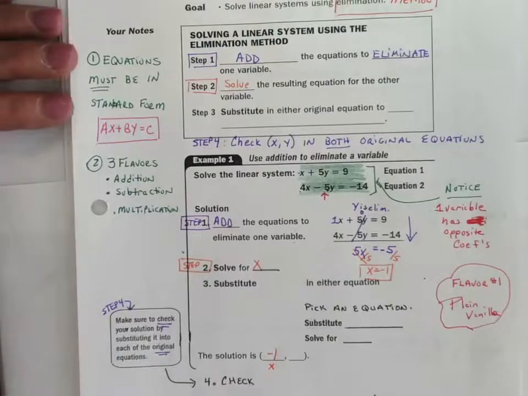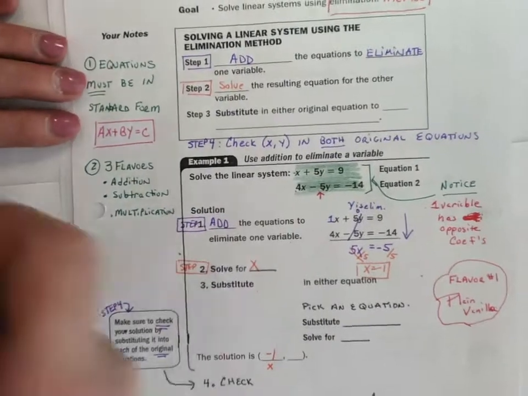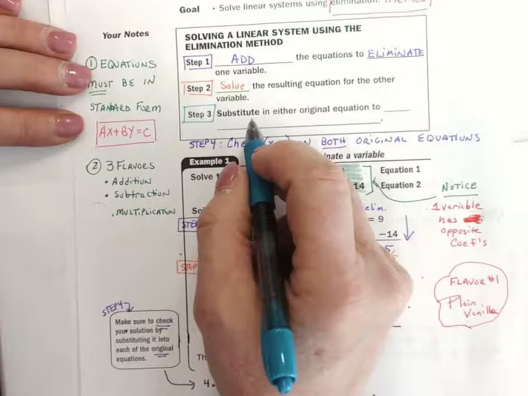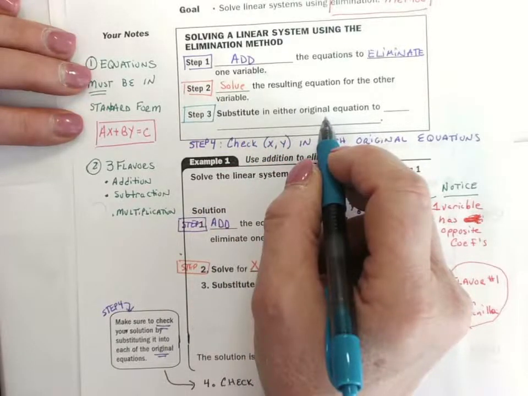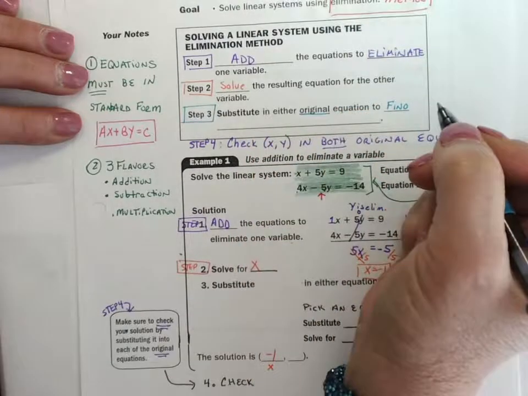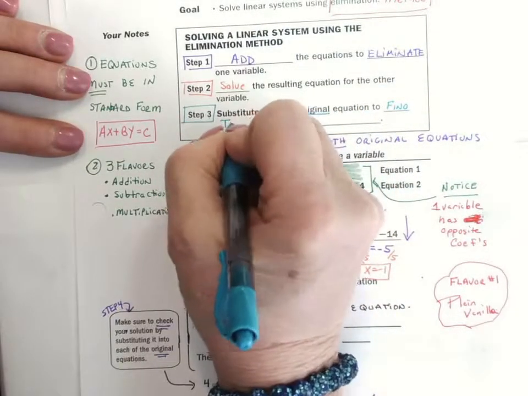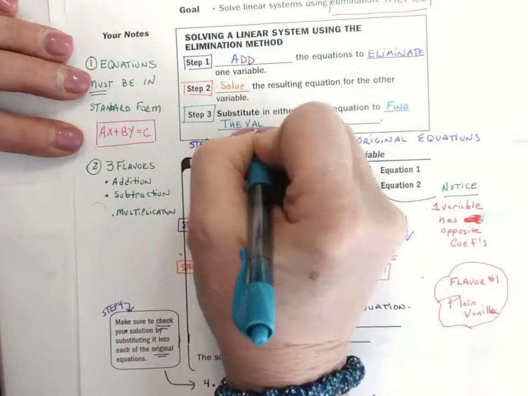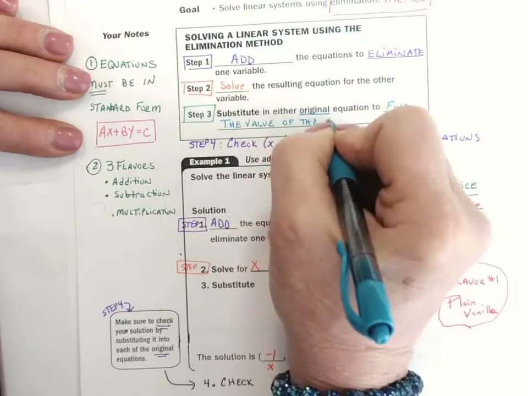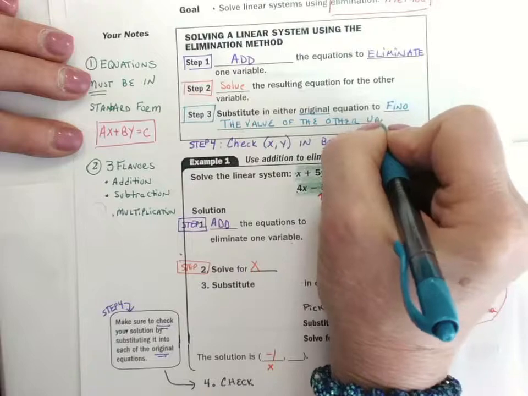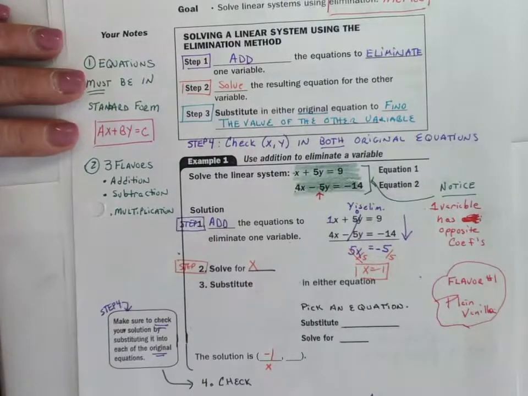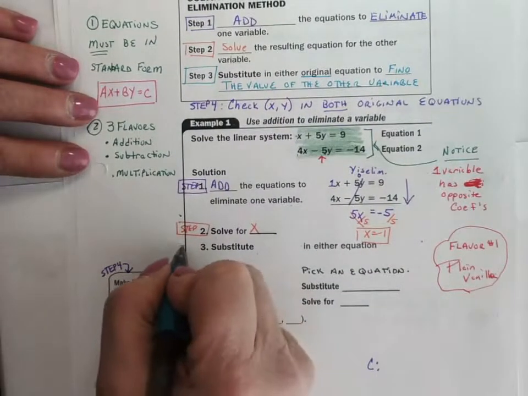Now, we're going to do step 3. Step 3 says substitute in either original equation, and note it says original equation, to find the value of the other variable.